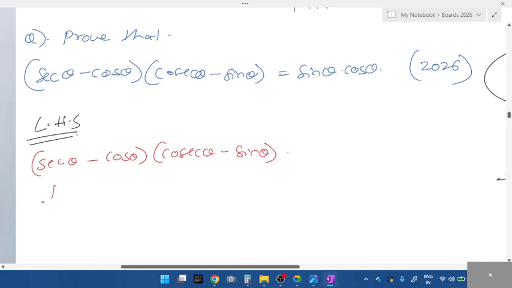Convert sec and cosec. You get 1 by cos. Use reciprocal relation. Take LCM.